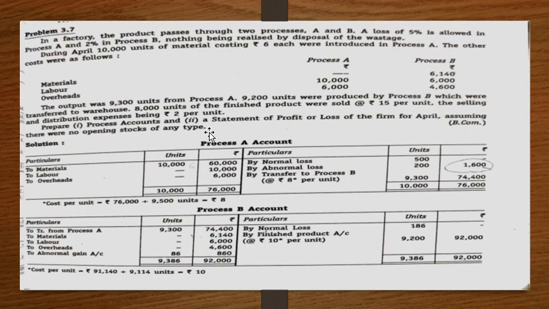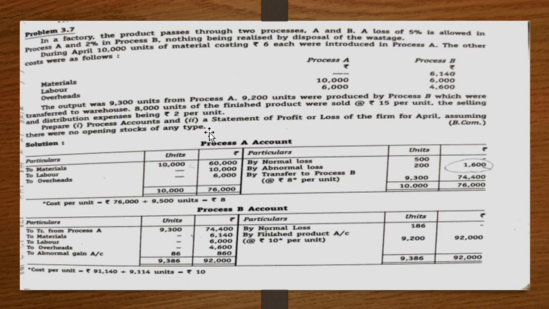In this video, we'll be discussing problem 3.7 under process costing. So in a factory, the product passes through two processes A and B. A loss of 5% is allowed in process A and 2% in process B. Nothing being realized by disposal of wastage.